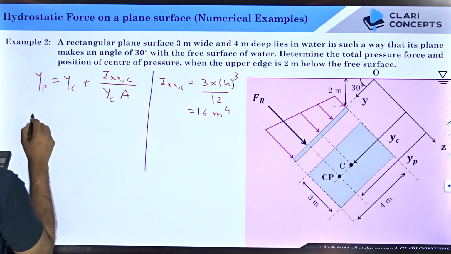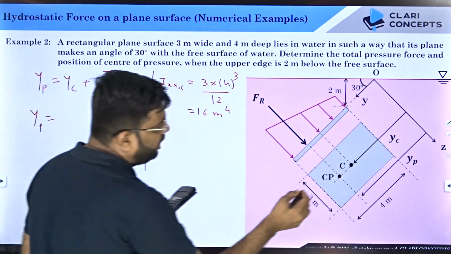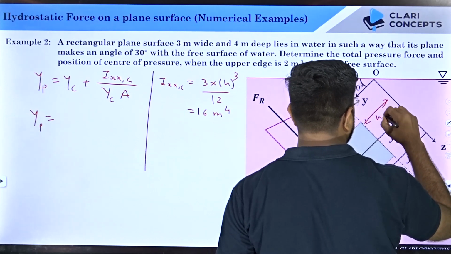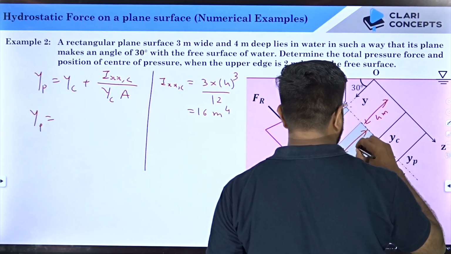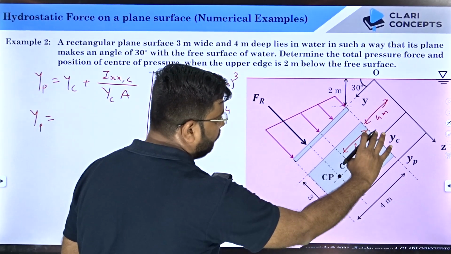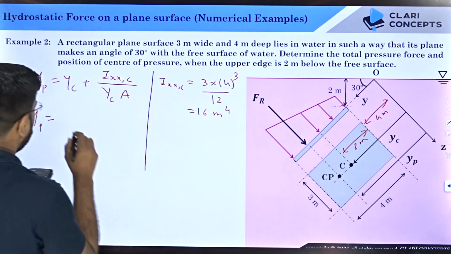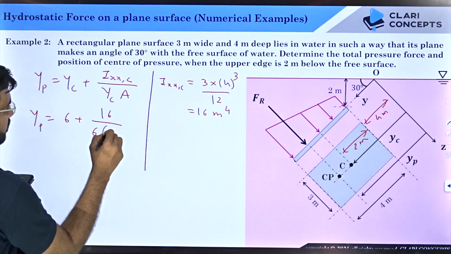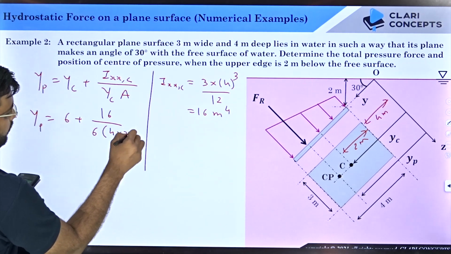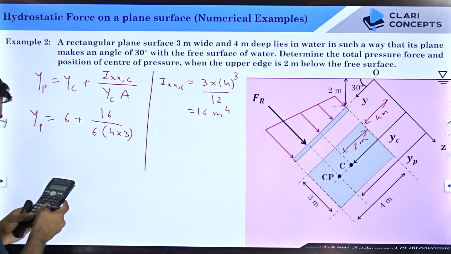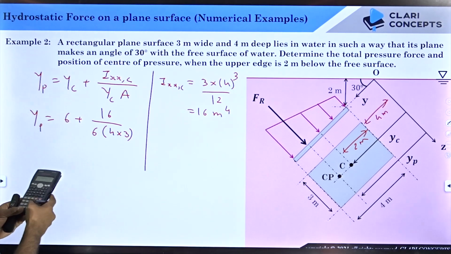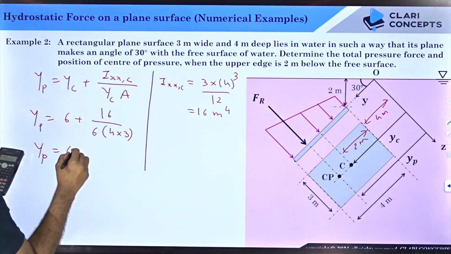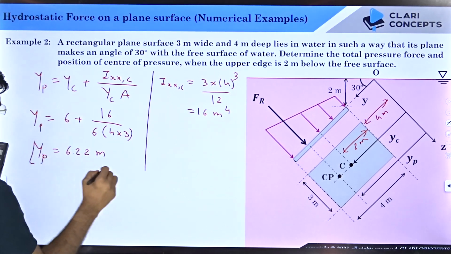Now put the values. YP equals, what is YC? YC is this distance. We have calculated this to be 4 meters and this to be 2 meters is already given to you. This is 4, so this is half, that is 2. 2 plus 4, 6. So YC is 6 plus IXX is 16. YC is 6. Area is 4 into 3. Area of the plate. Now find out the answer. 16 divided by 6 divided by 12, and then plus 6. This YP is 6.22 meters.